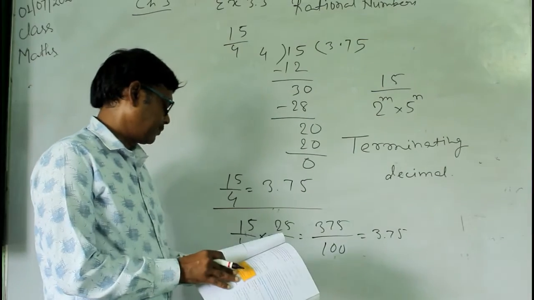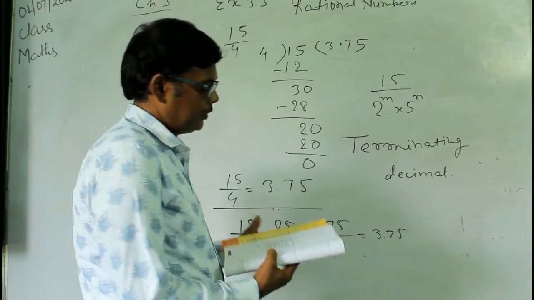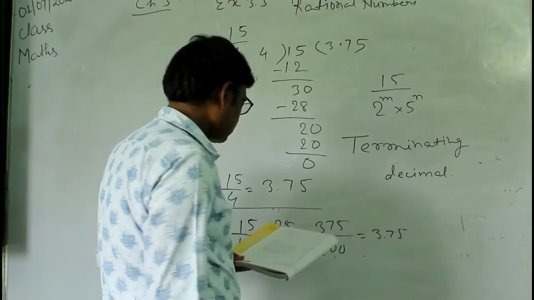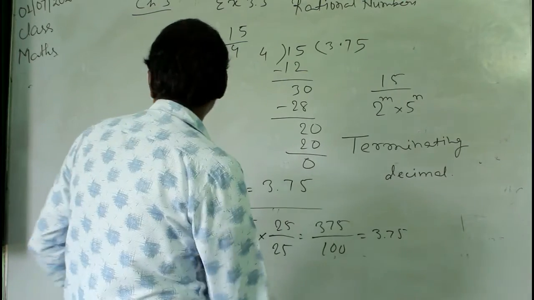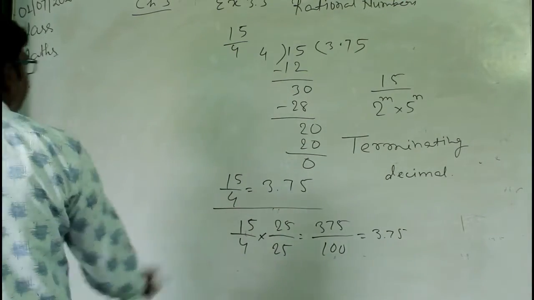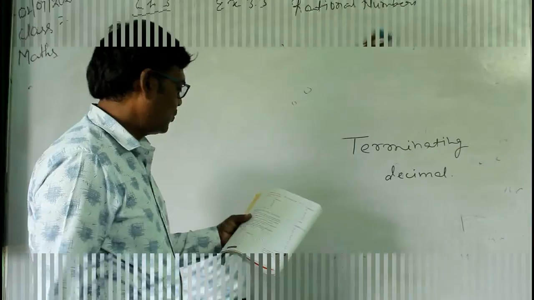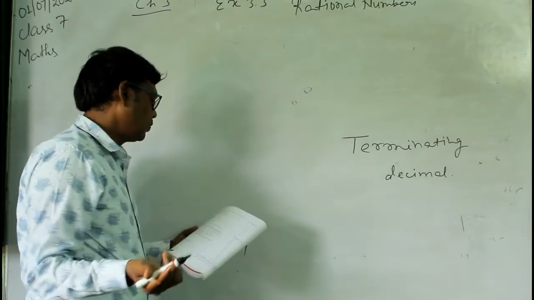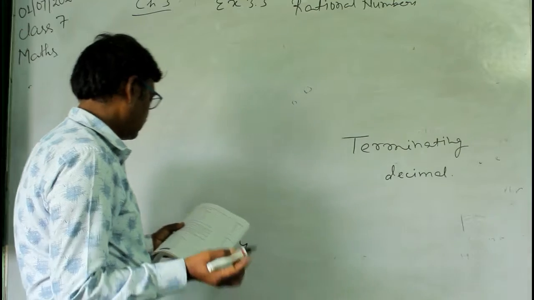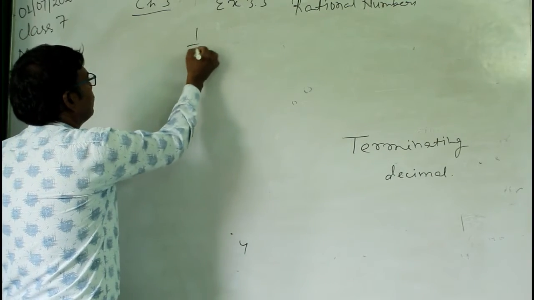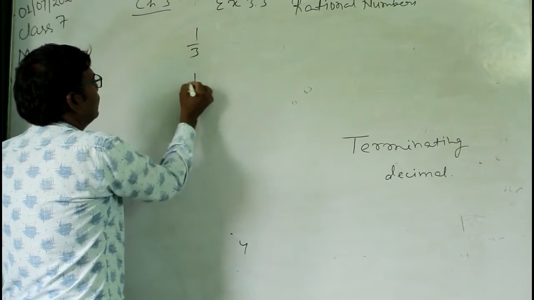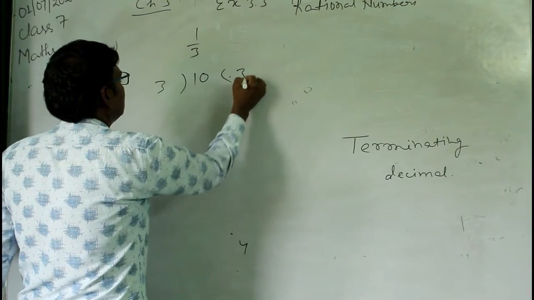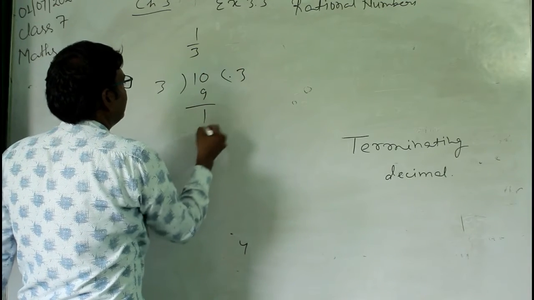The next is the non-terminating decimal. So, for example, take the other example like 1 by 3. I explained terminating, now non-terminating. Suppose take 1 by 3. Now divide 1 by 3. Then here it will be 0, then point, then 3 3 are 9, and here 1, then 0.